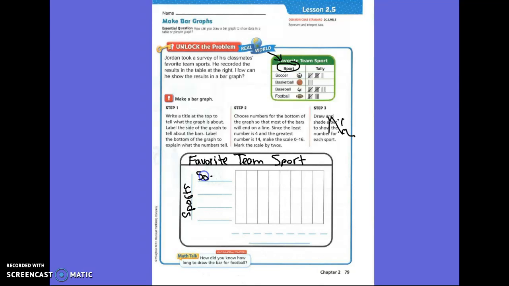And then you're going to write the 4 types of sports on the line. So you're going to write soccer, basketball, baseball, and football.